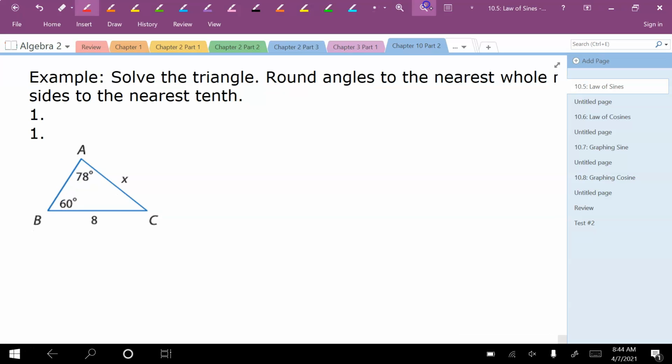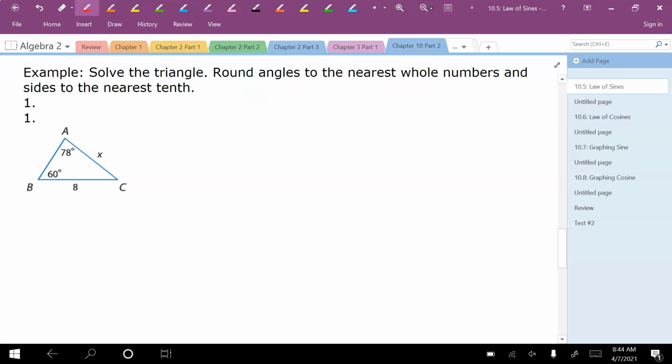They want us to solve this triangle. Okay, we have seen problems like this before, where it says solve the triangle, which means that they want anything that's missing. We have to figure out what it's equal to. Round angles to the nearest whole number and sides to the nearest tenth.